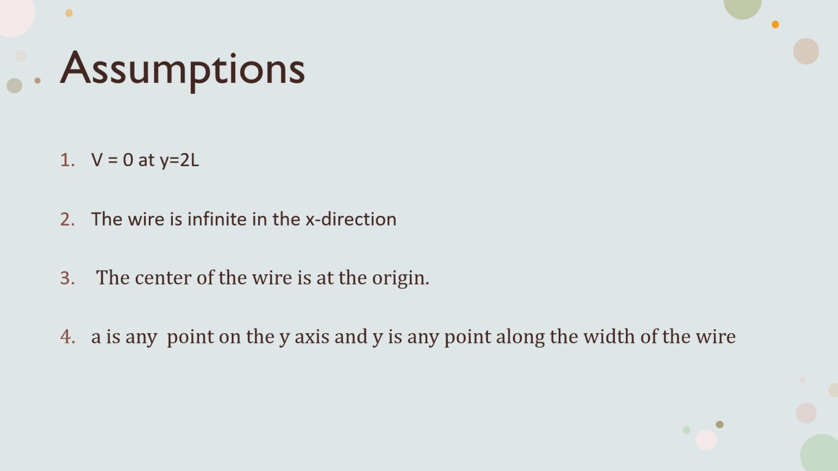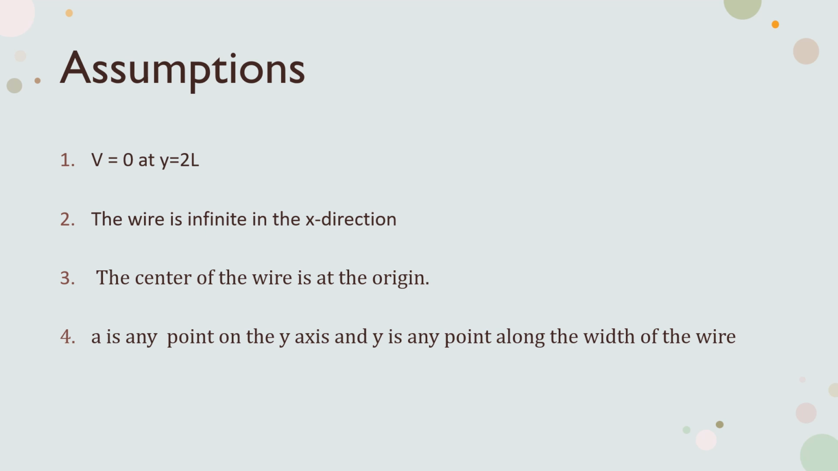Our second assumption is that the wire is infinite in the x direction, because in the problem statement it says it's very long in the x direction, so we assume that it's infinite in the x direction. And our third assumption is that the center of the wire is at the origin. This assumption is vital for the rest of our project because centering the wire at the origin allows for symmetry in the x and y directions, which is extremely useful in setting up our integrals.